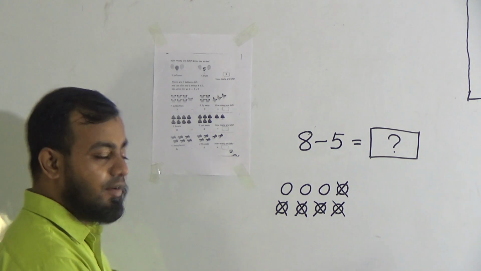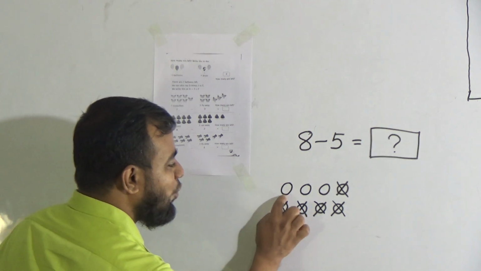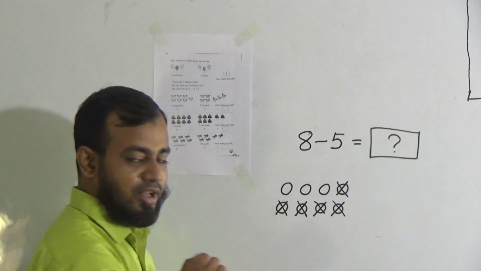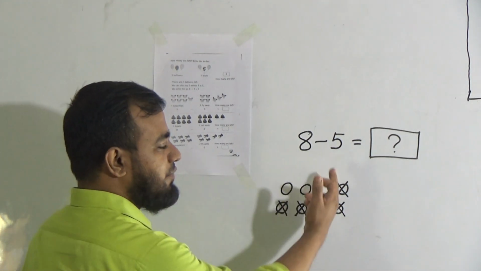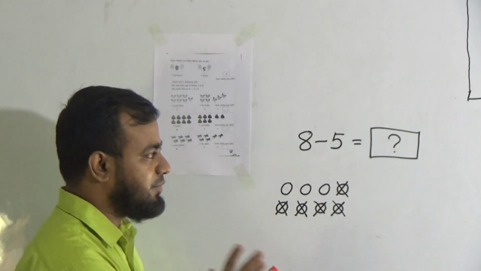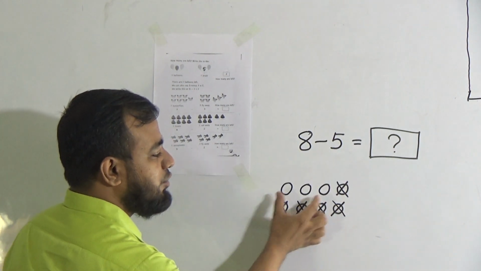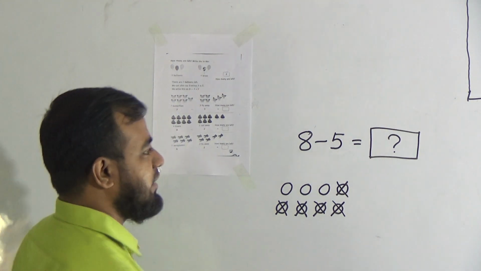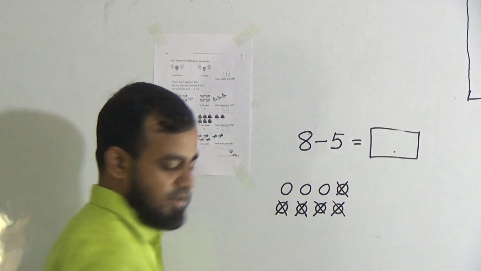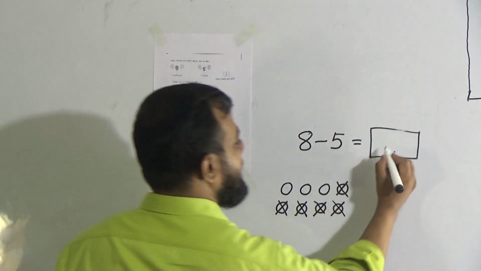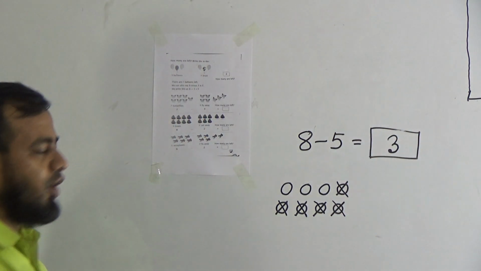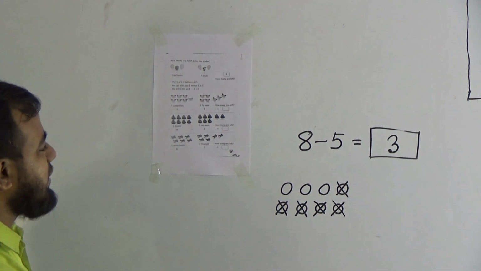Now, how many remain there? The remainder is 1, 2, 3 things. So there are 3 things remaining when you subtract 5 from 8. That means our answer in this box is 3. It will be 3, our answer. Like this, we will solve all the problems of subtraction.